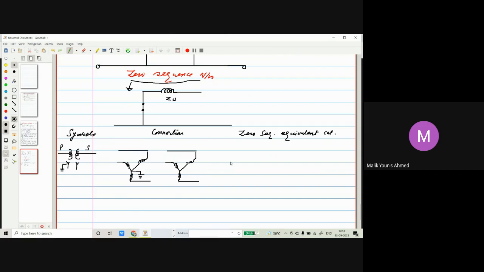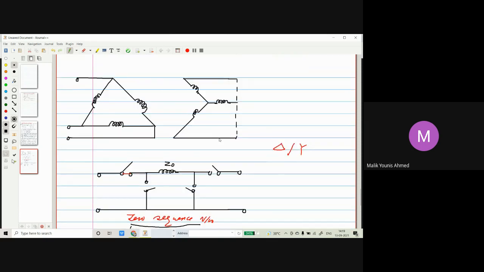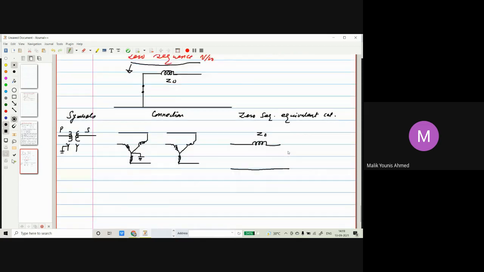So we have here, and that's our reference. No connection with the reference. This is Z0. You can draw it simply like this, because only the primary series switch is closed, and the rest are all open. So the diagram will be like this. You can always do it.